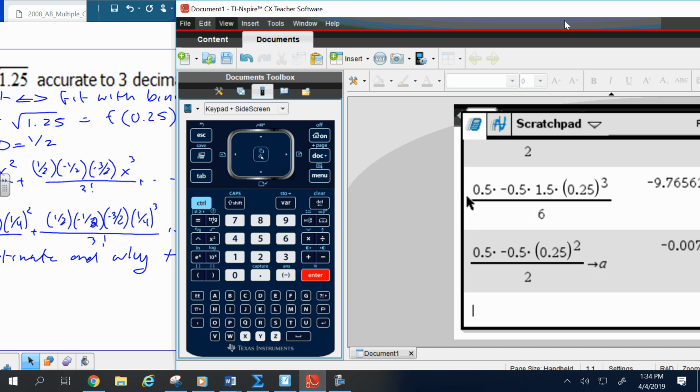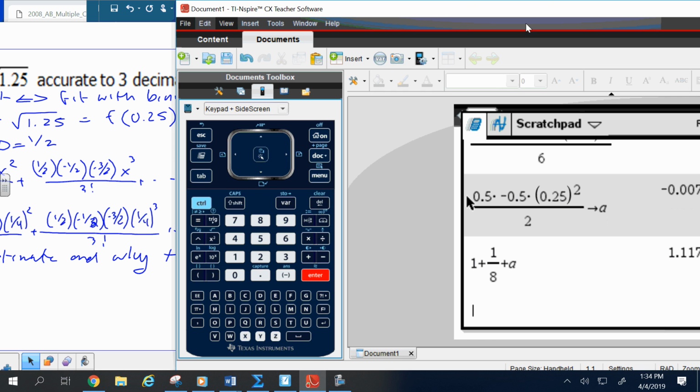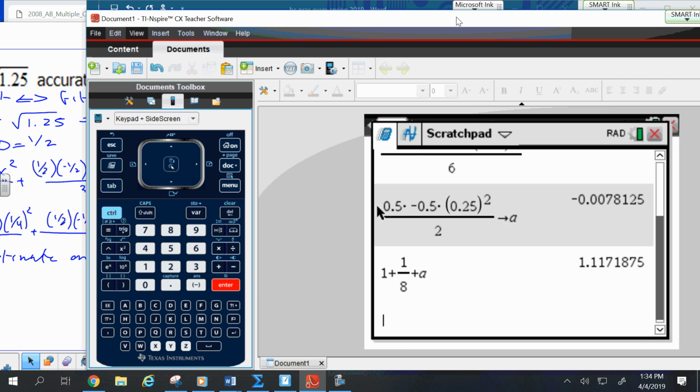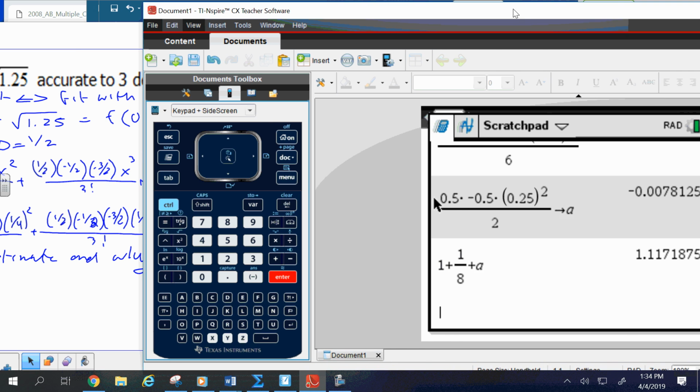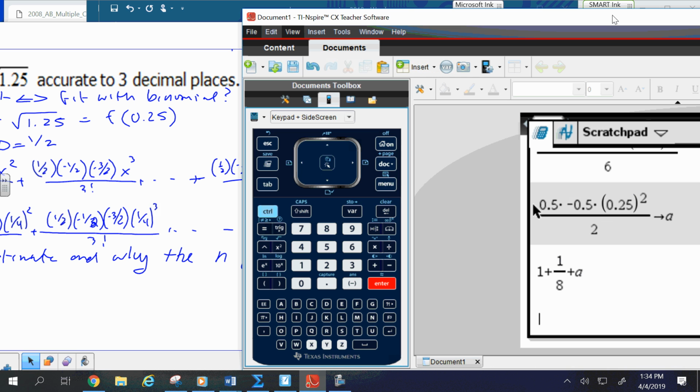And so now let's do that. Would you add the first 3 terms? 1 plus, what's the next term? 1/8? 1/8 plus A. I get an estimate of 1.1171. Do you all agree?